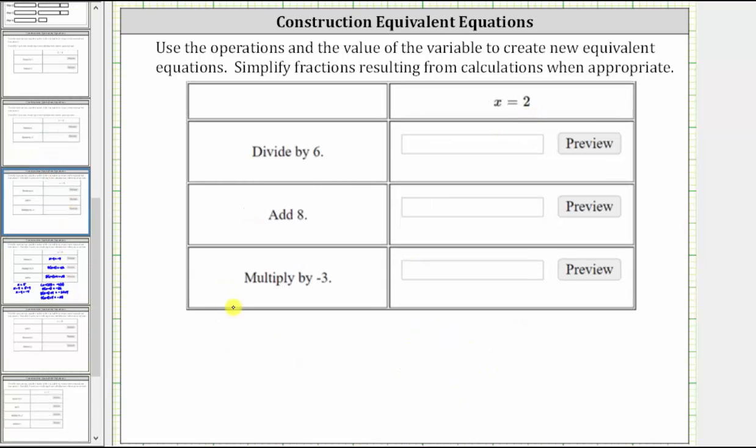In this example, we are given x equals 2, and the first operation is divide by 6. To create an equivalent equation, we must divide both sides of the equation by 6. This gives us the equation x divided by 6 equals 2/6, but this fraction does simplify because 2 and 6 share a common factor of 2. We divide the numerator by 2 and the denominator by 2, which gives us the first equivalent equation of x divided by 6 equals 1/3.